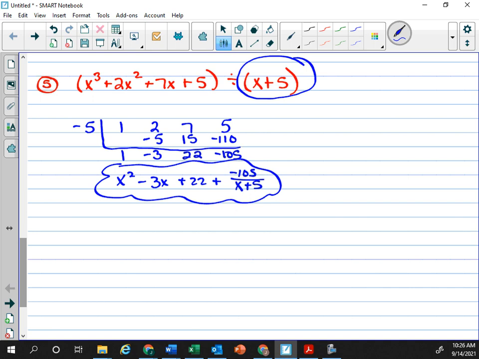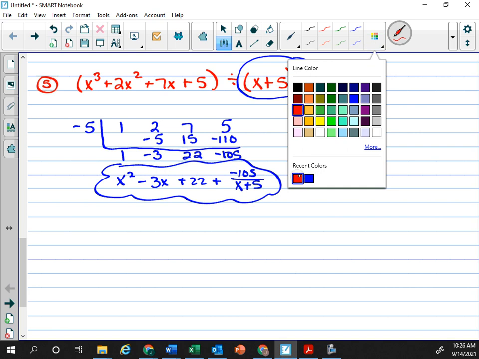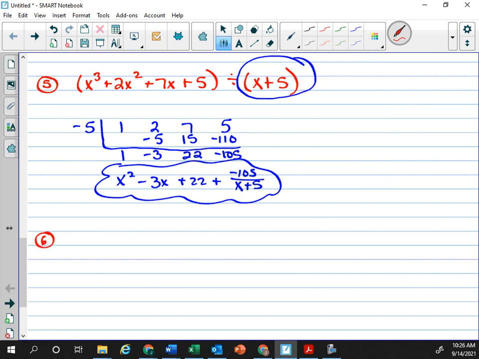Okay, questions there? Let's try one more of these. All right, let's do x cubed plus 6x minus 9 divided by x plus 1. Give me a second to try that one.